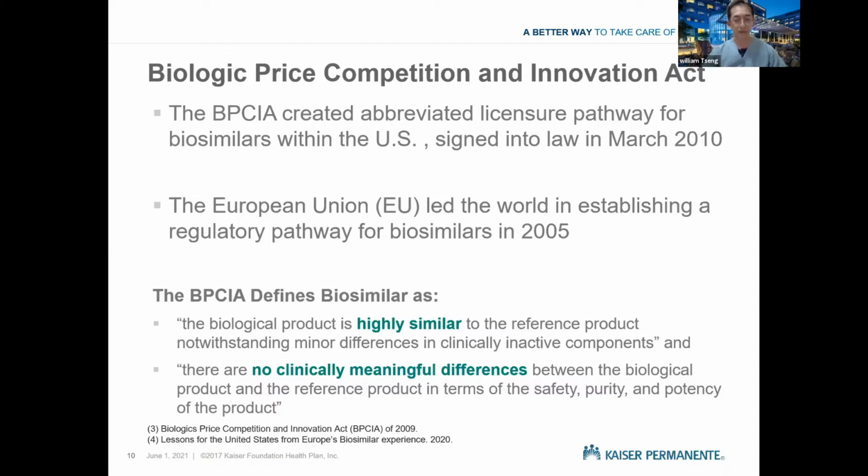So back to the BPCIA, back to this act. Essentially, we were 5 years behind already, and the biologic product has to be highly similar to the reference product, or the original product, notwithstanding minor differences. Because again, you can't make an exact copy unless you have the exact organism that produced this biologic product. So what we're looking at is having no clinically meaningful difference between the biological product and the reference product.